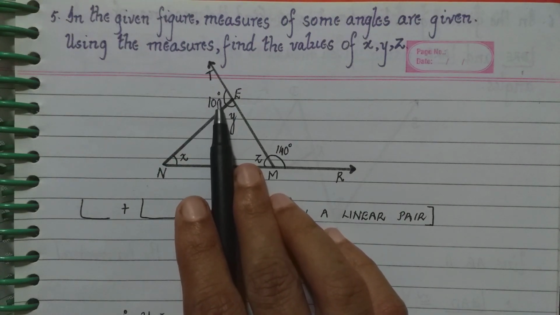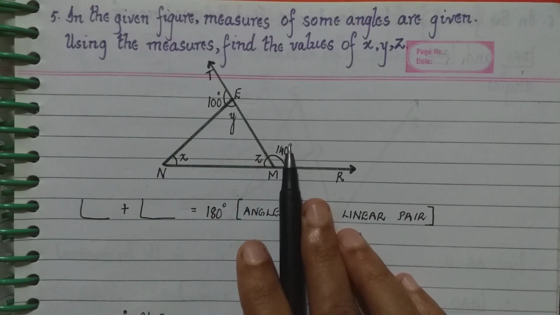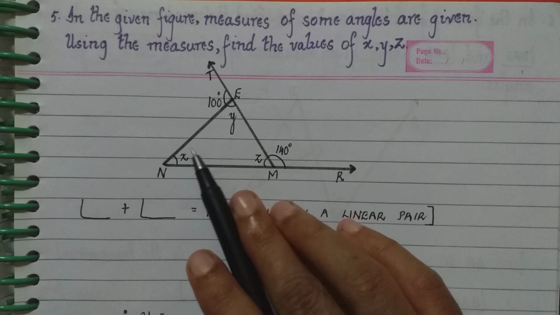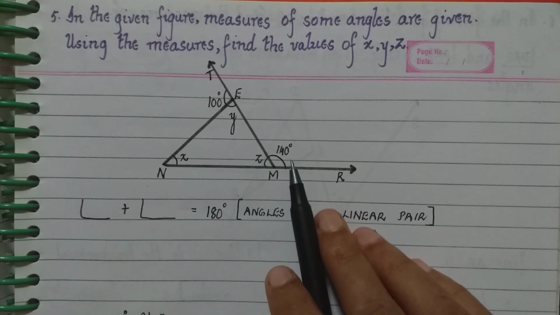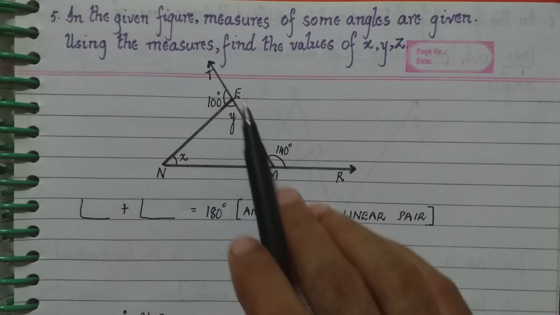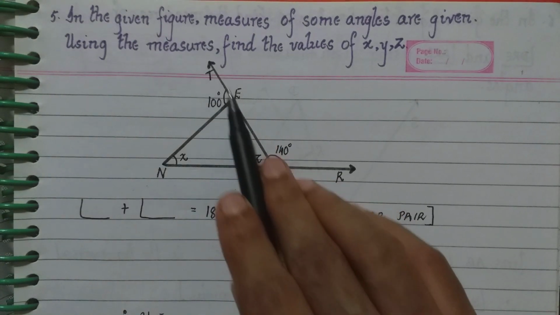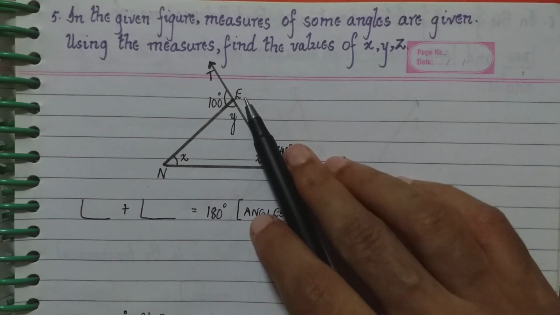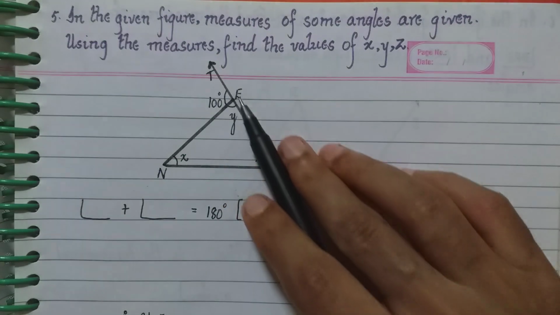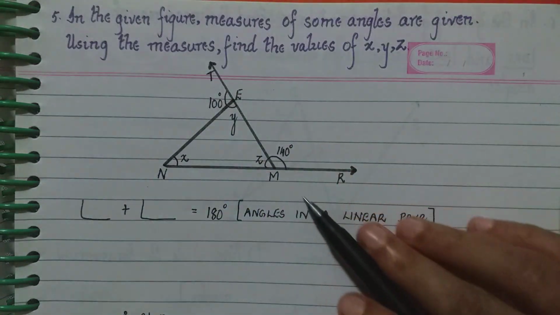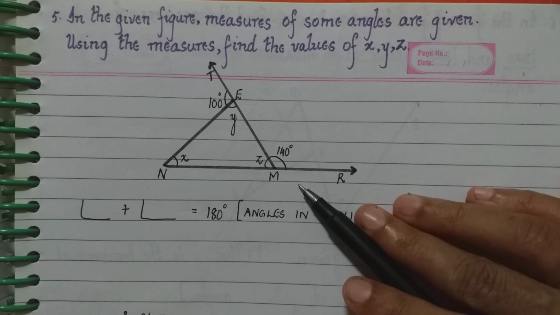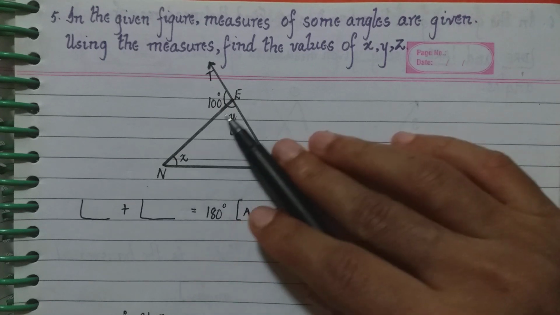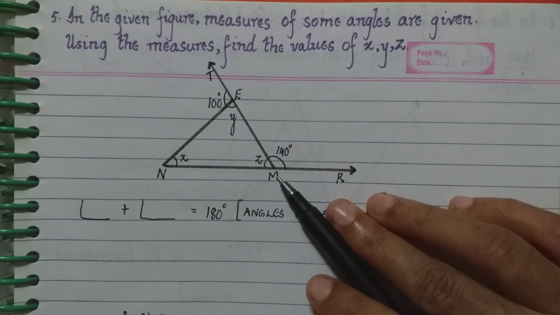Here we see that this is 100 degrees. Outside here we see this exterior angle is 140 degrees. And we have to find the measures of the angles x, y and z. Now here we see that these two angles, angle TEN and angle NEM, form a straight line. And for a straight line, the measure is 180 degrees. Or we can say angle TEN and angle NEM form a linear pair.